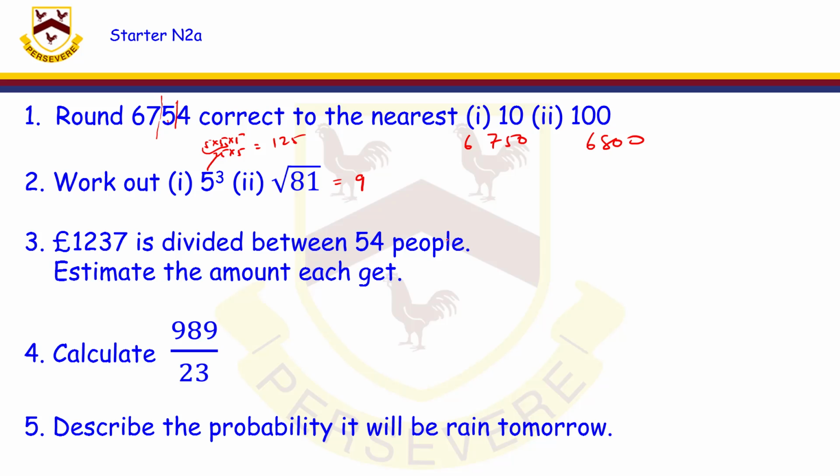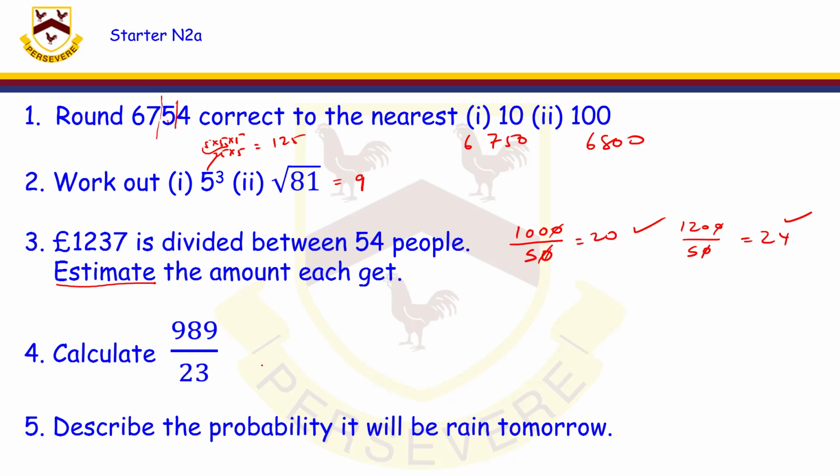1,237 is divided between 54 people, and that's the key there. Estimate the amount each person gets. So I round 1,237 to 1,000, one significant figure, and I divide it by 50. Round 54 to 50. I can cancel one of the zeros on the bottom with one on the top. 5 into 100 is 20. Now, if you decided to round to 1,200, that's fine. Divide by 50. One of the zeros cancel. 50 into 120 is 24. I'm happy with either answer.